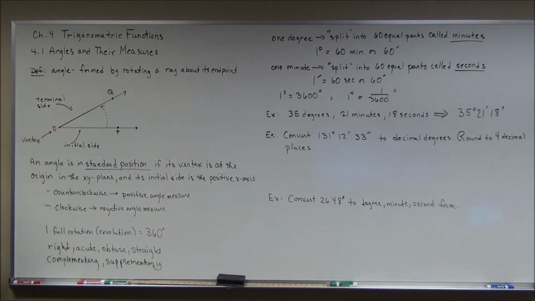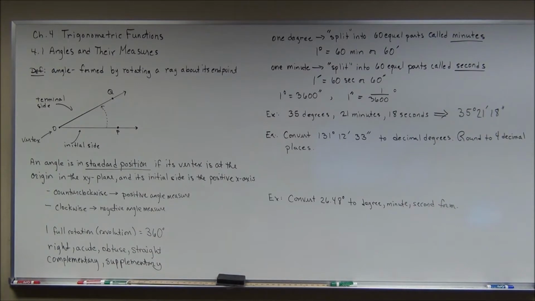Now, we talk about angles and we talk about their measures being in degrees, but as you'll find out in this section, they can also be measured in a unit called radians. So it's really important that you try real hard to understand the idea of measuring an angle in ways other than we're traditionally used to with measuring things in degrees.